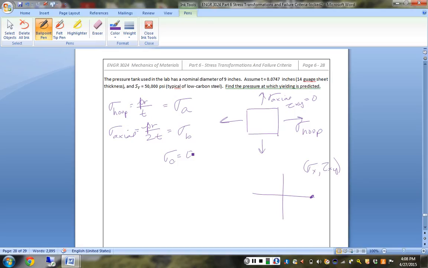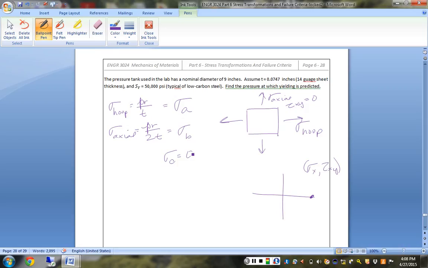How do you identify the fact that you've got principal stresses? No shear. Thank you, Mr. Brock. No shear. Tau xy equals 0 means principal stress.